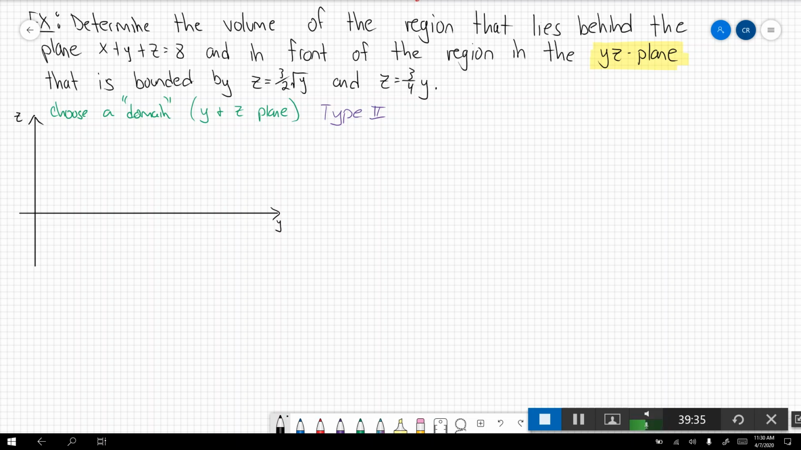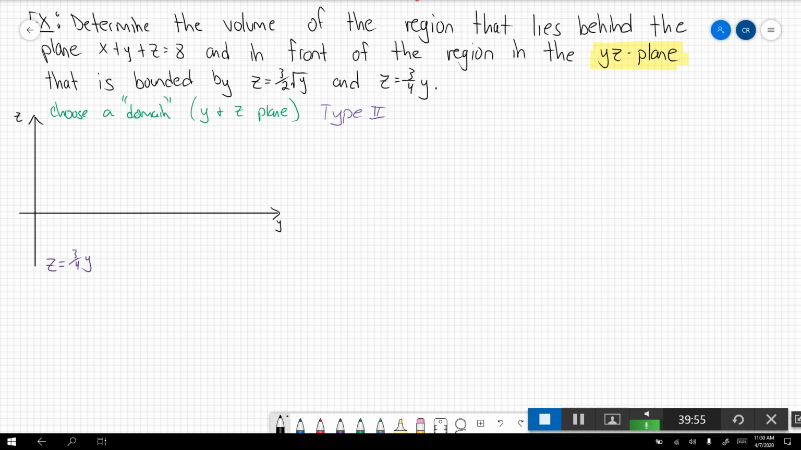All right, nice. So now I'm given some functions here, so I'm going to go through these functions and see what these functions actually give me. I'm actually going to go with the first function. Let's do this in color purple. I'm going to choose z is equal to 3/4 y.